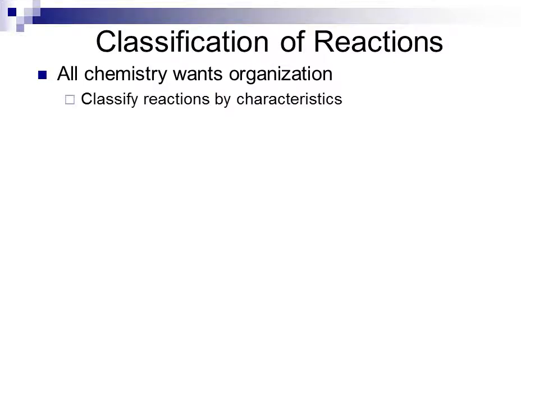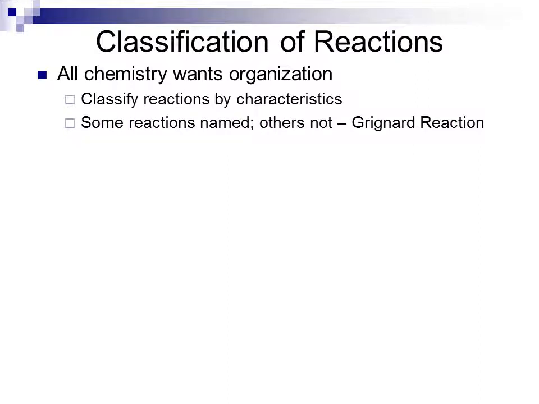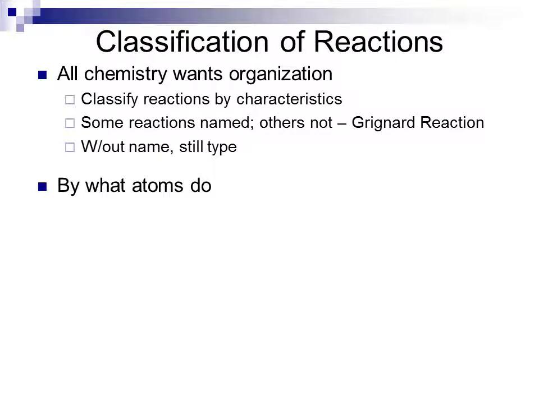We classify reactions by their characteristics, and there are multiple ways that we can do this. Some reactions are named, others are not. For example, in organic chemistry, there are named reactions like the Grignard reaction that have a specific name to a particular reaction. However, without a name, we can still classify a reaction by what type it is. There are two ways to classify reactions.